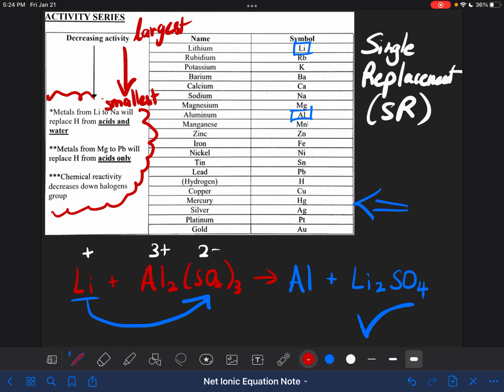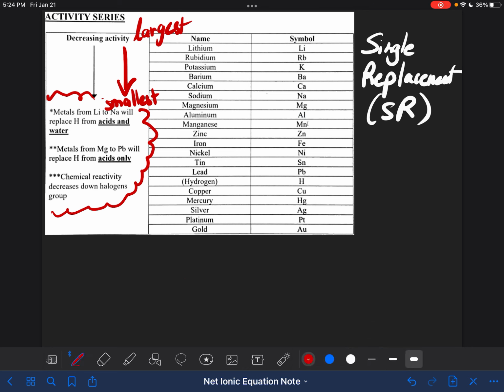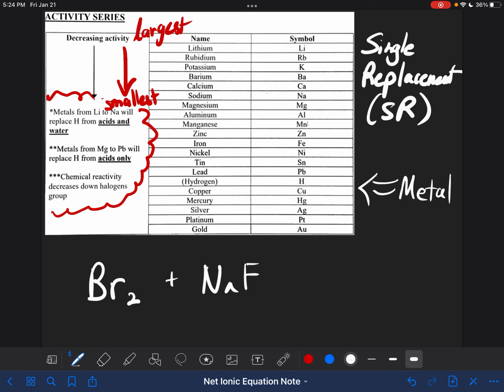So for example, let me give you another example then. So let's say that we have an equation of Br2 plus NaF. Now this might be slightly different because we just talked about metals. Okay, how do we deal with nonmetals this time then? So for nonmetals, what I'm going to say is check your electronegativity. If you guys don't remember what electronegativity was, here's a rough sketch of the periodic table. Electronegativity actually increases as you go to the top right and to the top. Okay, so somewhere over here.